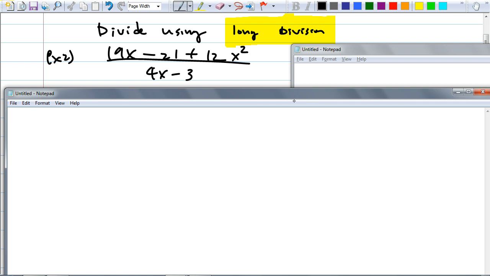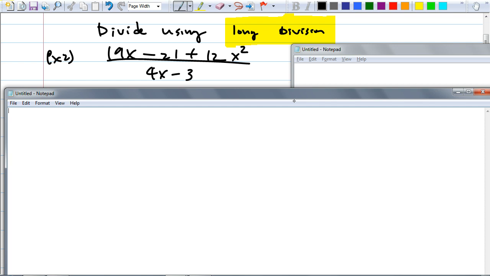By the way, look at the instruction. This does not say factor, or simplify, does it? Normally, whenever you have a trinomial, you try to factor and simplify, right? This time it says to divide using long division. So even though you may factor, you just divide using long division. Is that okay? All right.